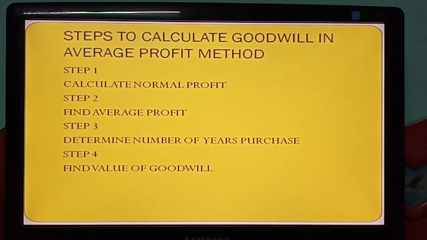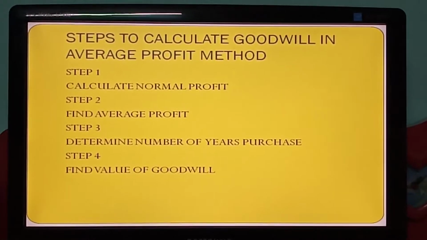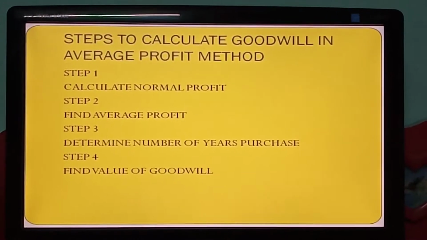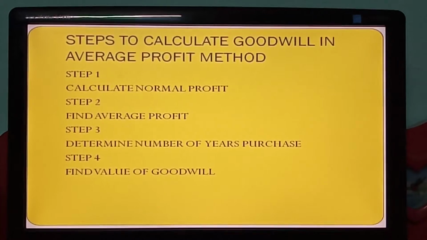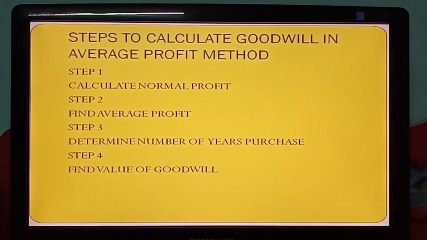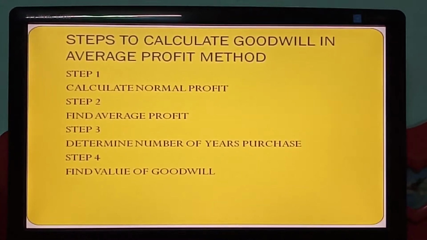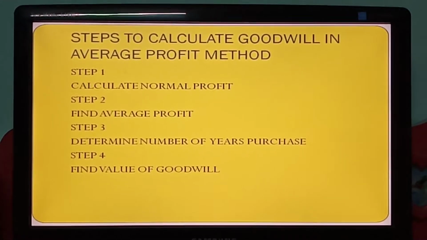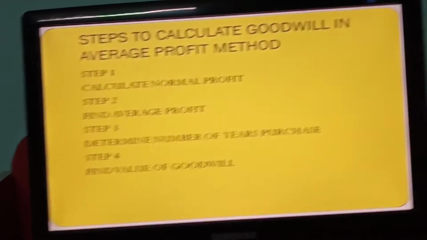We are going to take 4 important steps. The very first one, we will calculate normal profit. Second, we will find out average profit. Then we will multiply this average profit with the number of years of purchase. And in the last, we will have the value of goodwill with us.